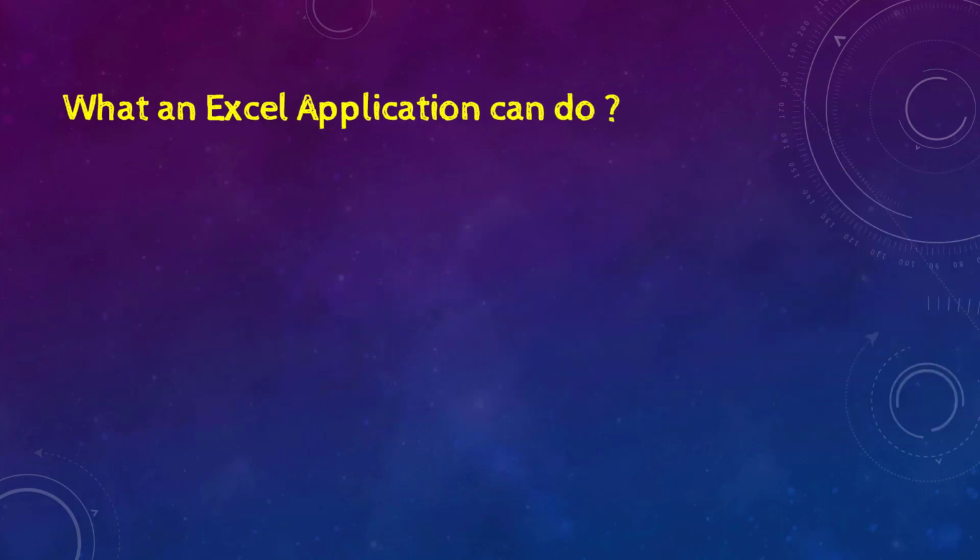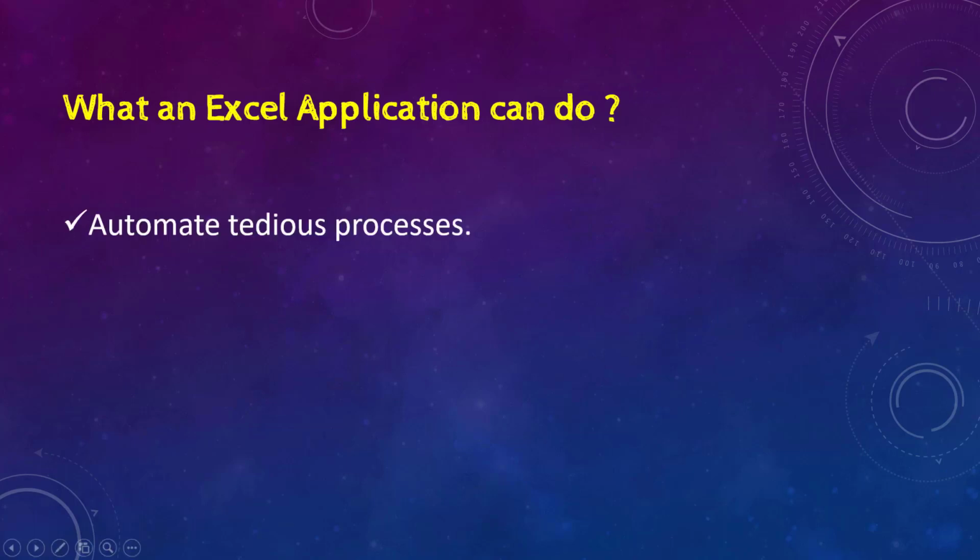What an Excel application can do. Excel applications contain VBA code that can perform one or more of the following: to automate tedious processes. Many times, once you have created a useful spreadsheet, to maintain this sheet, you need to perform a set of tasks in a specific order on a frequent basis. Often you can automate such simple tasks using Excel's macro recorder. For more complex tasks, you need to write VBA code.